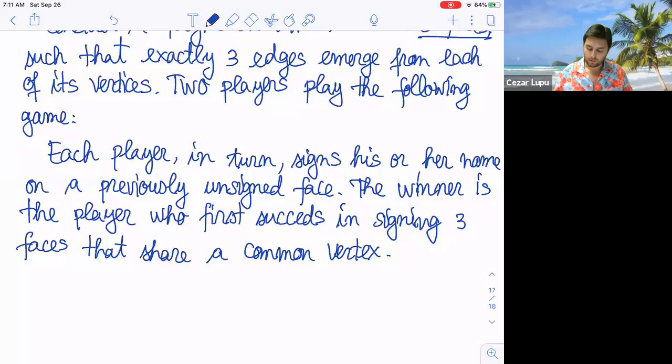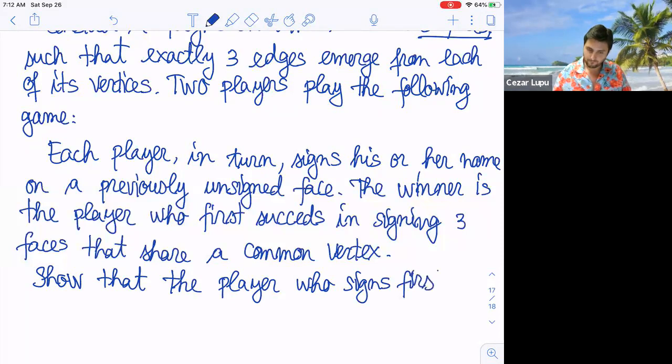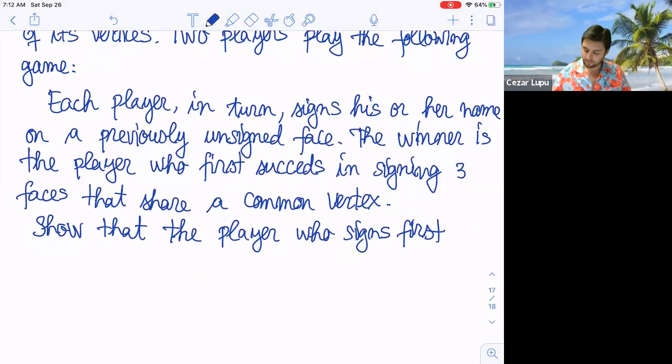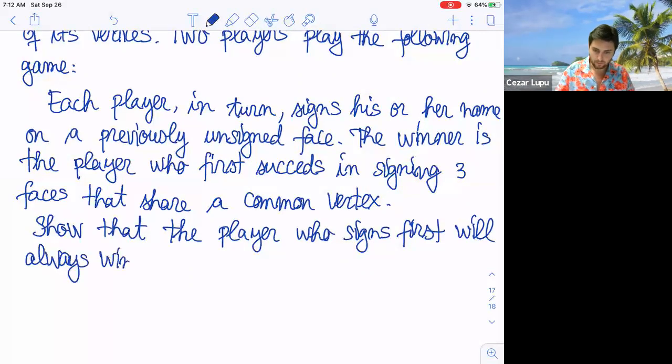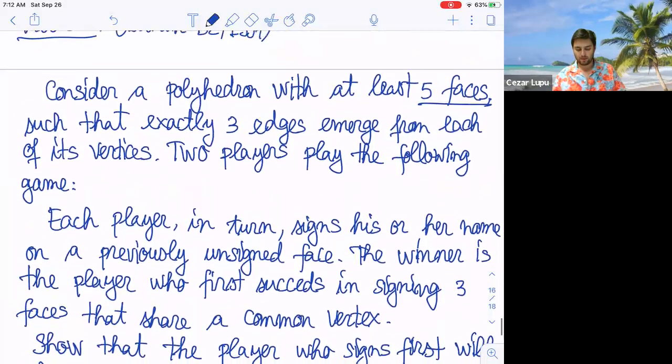Okay. Now, so this is the game. We would like to show that the player who signs first will always win, by playing as well as possible. So that's the statement of the problem. And let's look at the statement. Well, it's quite long, but anyway.